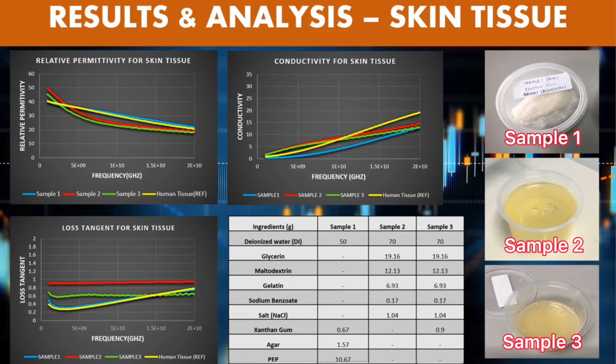But sample 1 shows a perfect relative permittivity and loss tangent as human skin. Referring to the conductivity graph, we can see that only the conductivity is slightly low. Therefore, there will be room for improvement by adding sugar into the recipe to increase the value of conductivity.